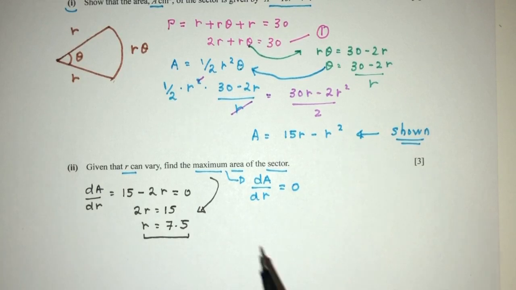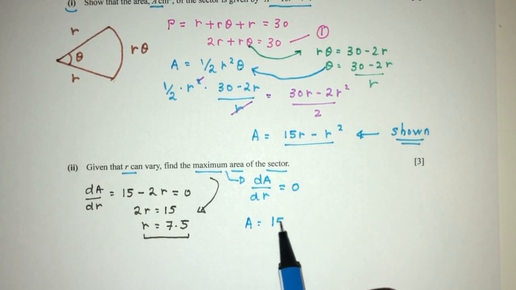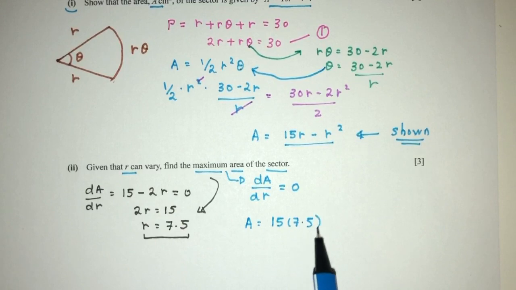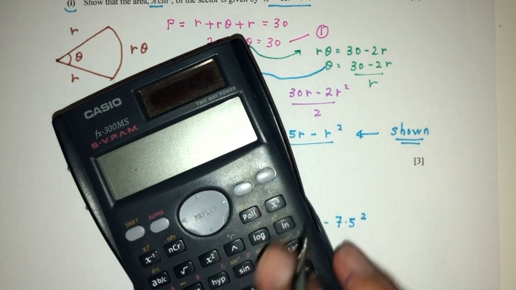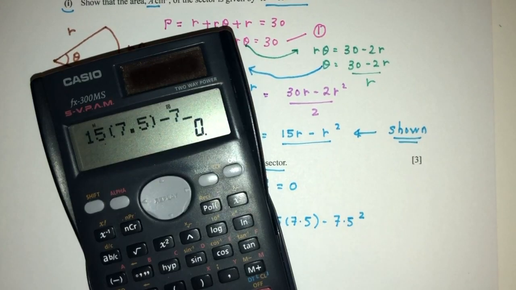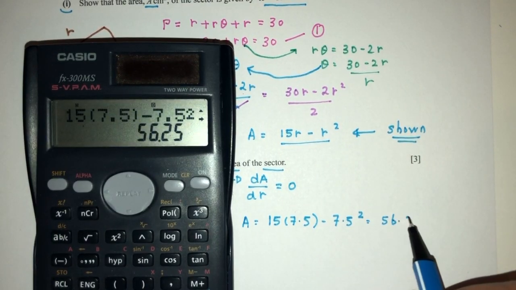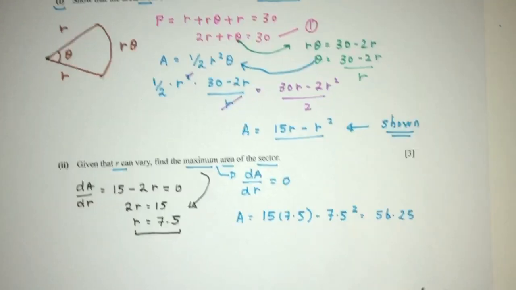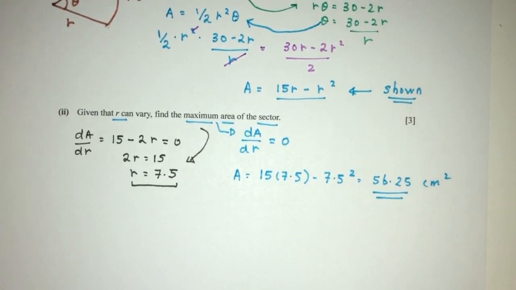Now for the area, replace that value back in the equation for area. That will be 15 times 7.5 minus 7.5 squared. That will be 56.25. That will be centimeters squared for the maximum area of this sector. And that was question number 8.